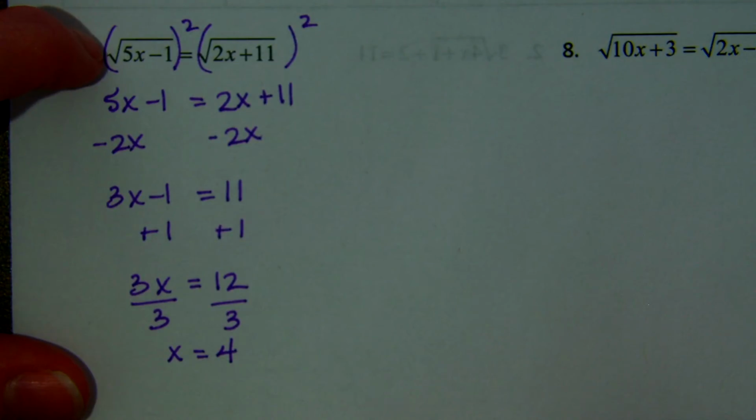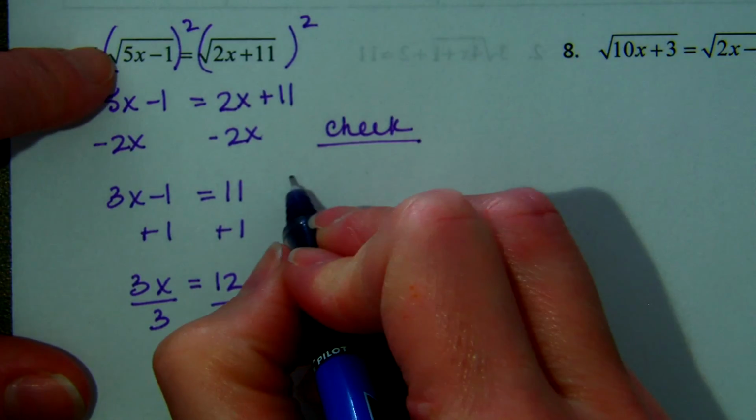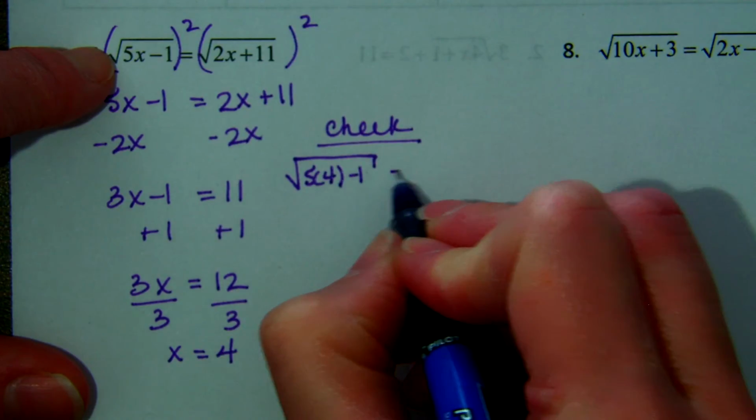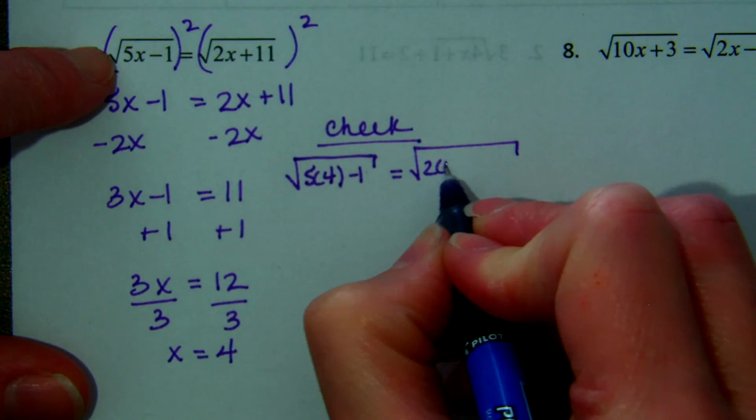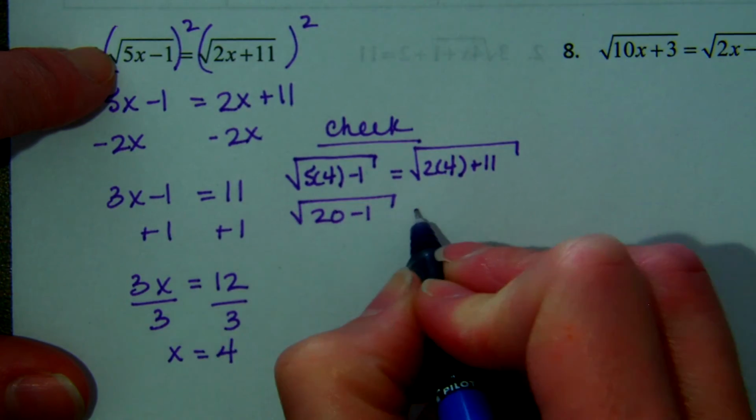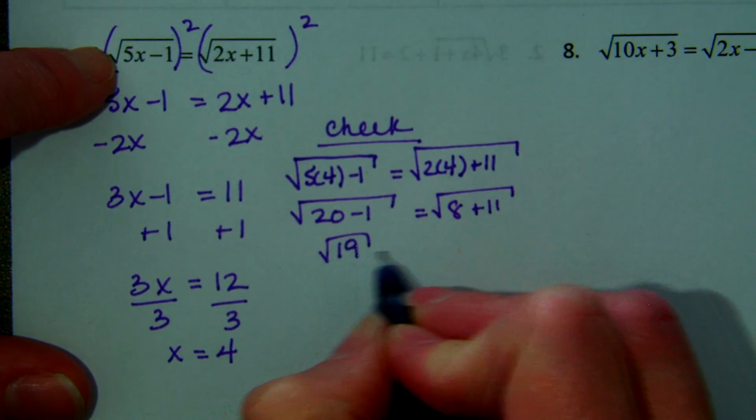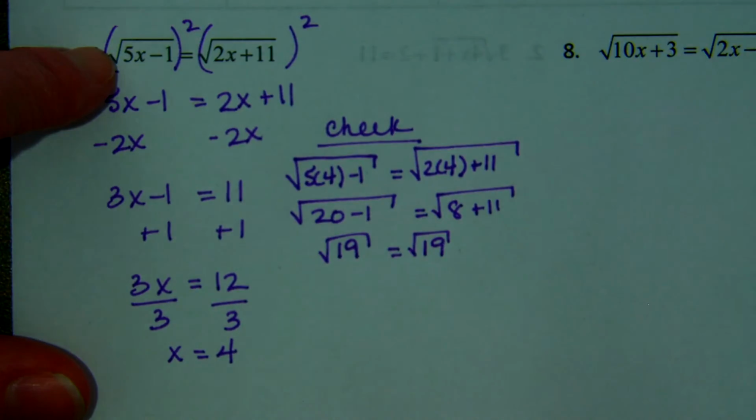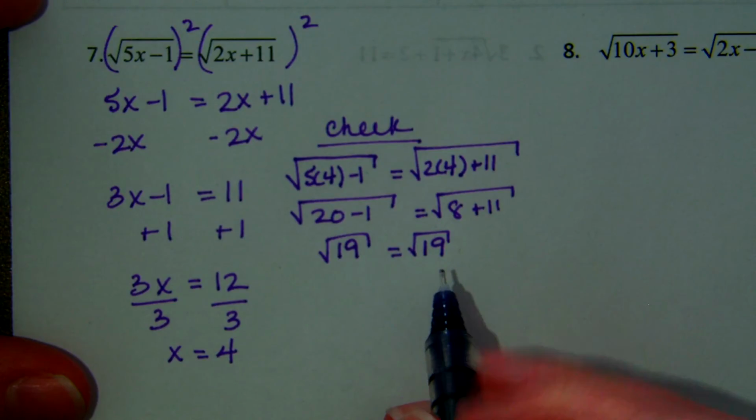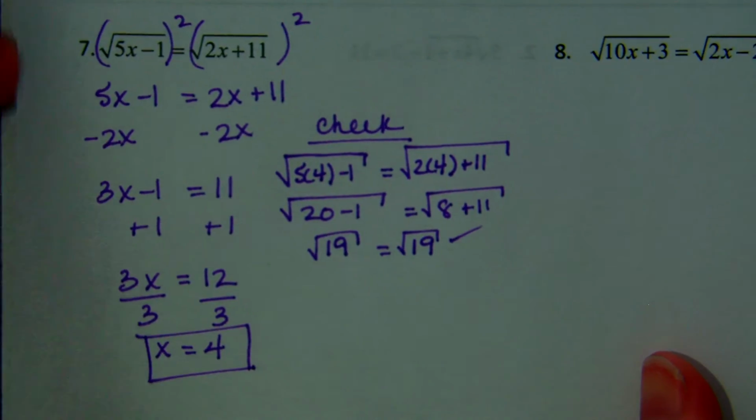And because this is a square root equation, we need to check and make sure that that works. So we're going to plug it back in. This is the square root of 5 times 4 minus 1 is equal to the square root of 2 times 4 plus 11. This is the square root of 20 minus 1 is equal to the square root of 8 plus 11. Square root of 19 is equal to the square root of 19. I don't know what the square root of 19 is, but I know that the square root of 19 is equal to the square root of 19. And so this checks out and we're good.